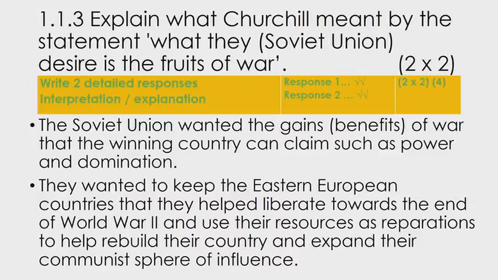Let's move on to 1.1.3 now. Here we need to explain what Churchill meant by the statement, what they desire is the fruits of war. And we are helped over here by being told that the they is the Soviet Union. The mark allocation is 2 times 2. So here we need to provide 2 detailed responses.